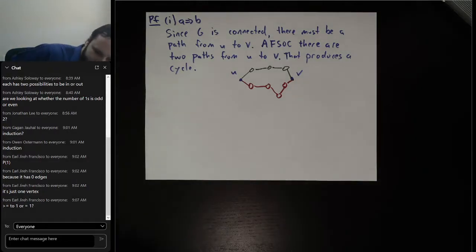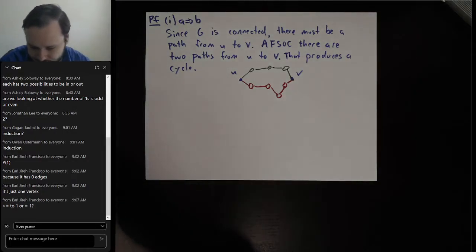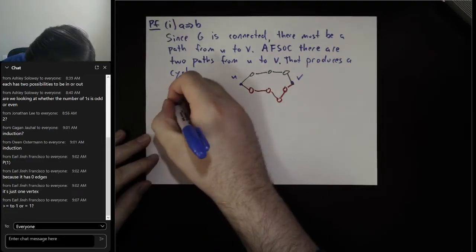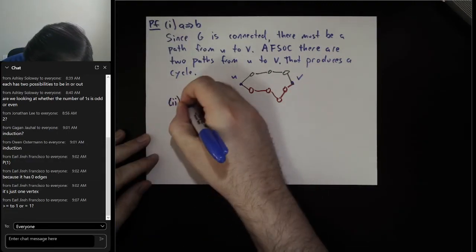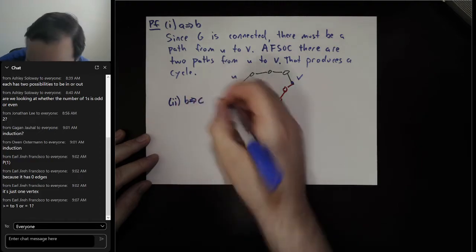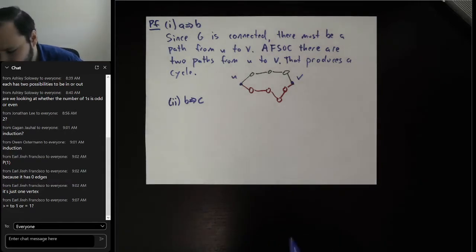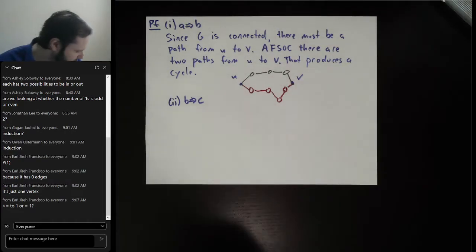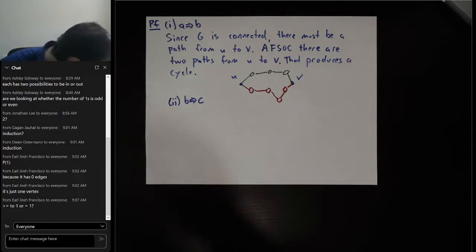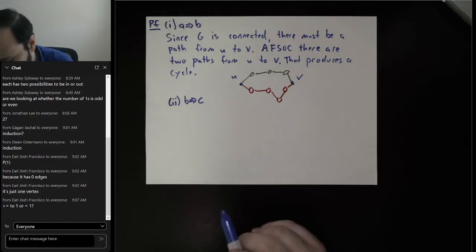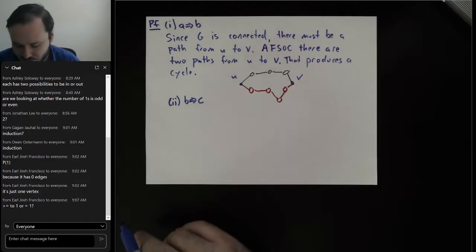Okay. That's one. Shame that I can't keep everything up on the screen at the same time. B implies C. So I have these distinct vertices, unique paths between distinct vertices. I want to prove that I'm connected and that my number of edges plus 1 is equal to my number of vertices.